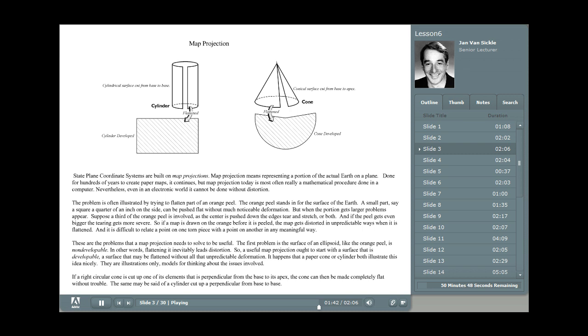The flattening that we see here with the cylinder and the cone is useful in a map projection because, of course, it happens without those tears being too obvious. The right circular cone, if cut up one of its elements that is perpendicular from the base to the apex, can be completely flattened without trouble, and the same can be said of a cylinder cut up perpendicular from base to base.